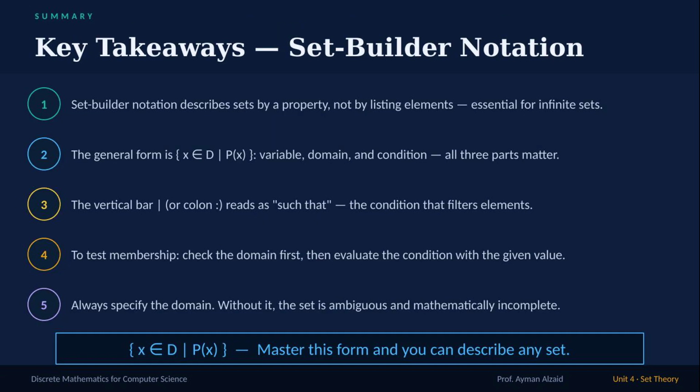Let's summarize the 5 key takeaways from this lecture. 1. Set builder notation describes sets by a property, not by listing elements. This is essential for infinite or complex sets. 2. The general form is the set of x in D such that P of x: variable, domain, and condition. All 3 parts are required. 3. The vertical bar or colon reads "such that". It separates the variable declaration from the condition.